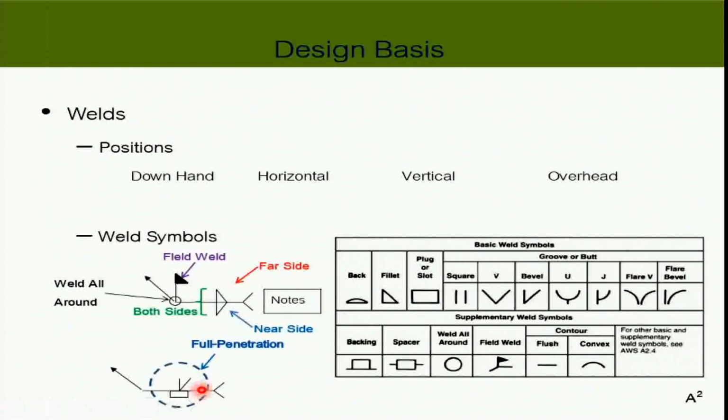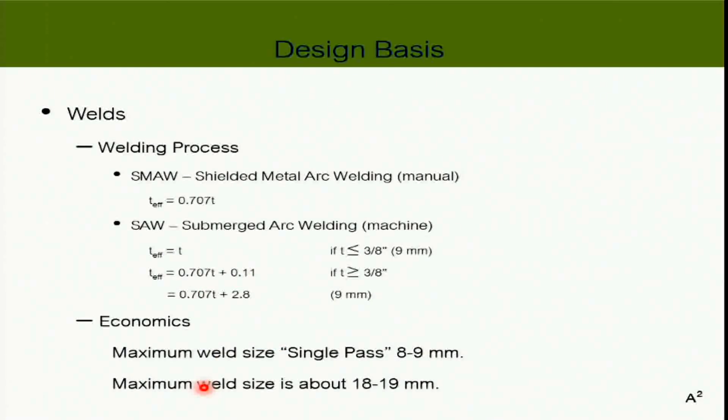And this is a symbol for the full penetration. Okay. Now the welding process. Next, we have the typical one that we generally use. It's called the shielded metal arc welding. I don't know why I didn't include the picture here, but I will draw it in a moment.